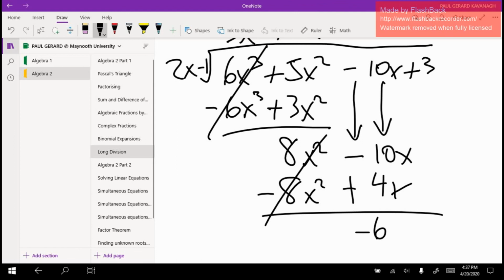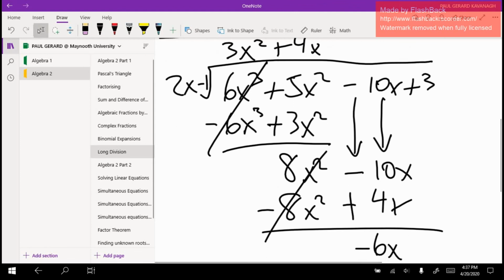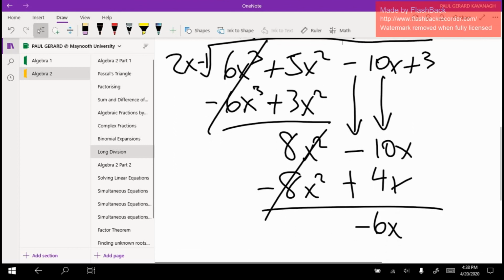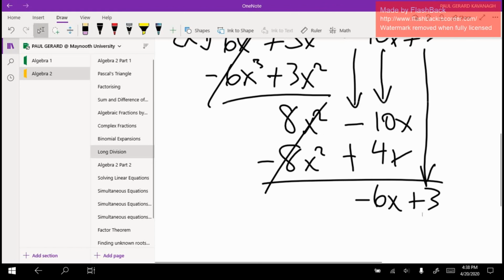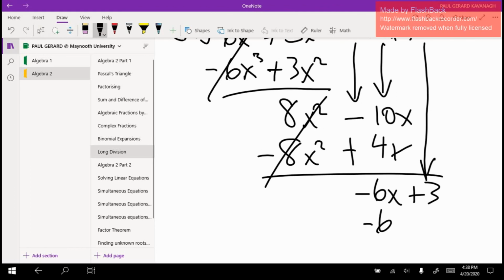And you can see it cancels, and minus 10x plus 4x is minus 6x. You look at this and you say, okay, minus 6x divided by 2x is just going to be minus 3. Put that there. You have that answer up there, but we want to prove that it's correct. Bring your plus 3 down. You multiply the minus 3 by the 2x again. You get minus 6x, and you multiply the minus 3 by the minus 1 to get plus 3. Change the signs, and I get 0 because they cancel out. So that would be how you do that.